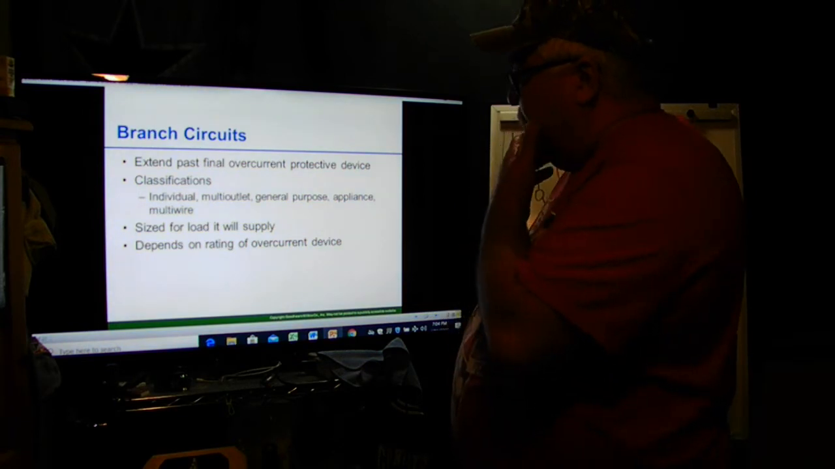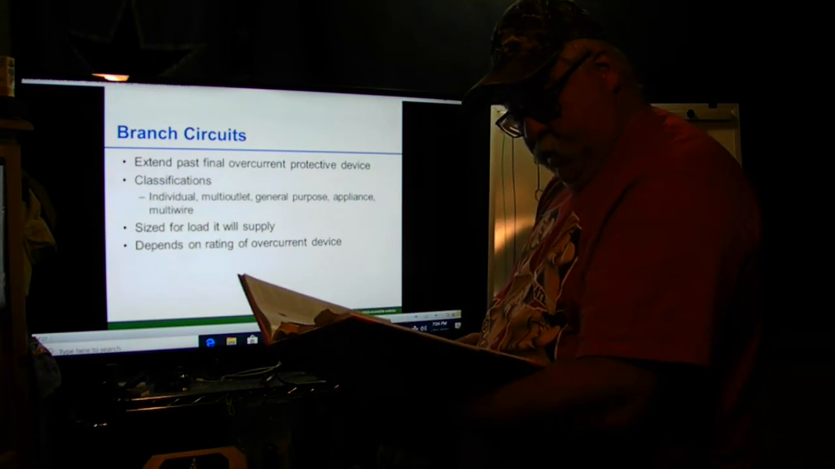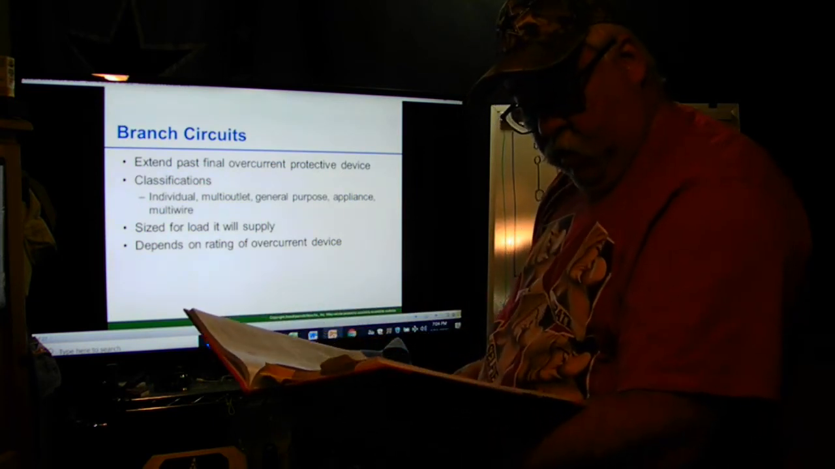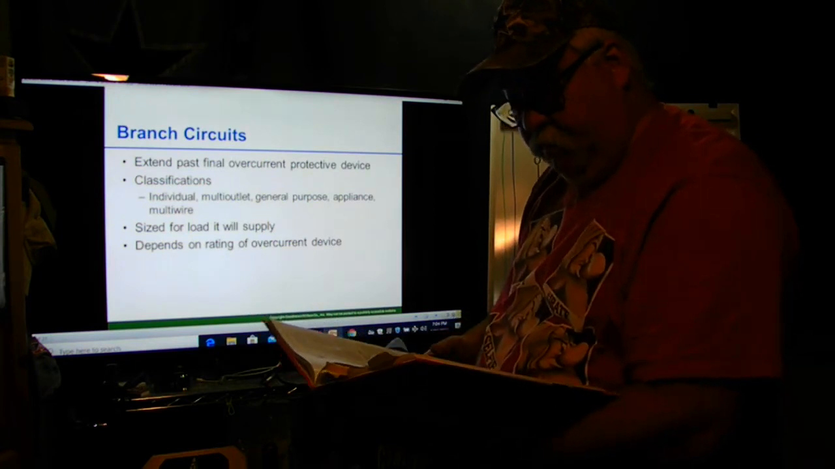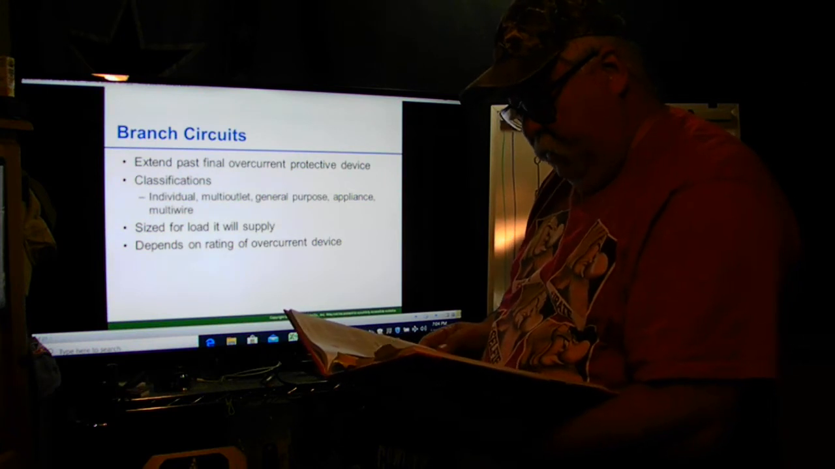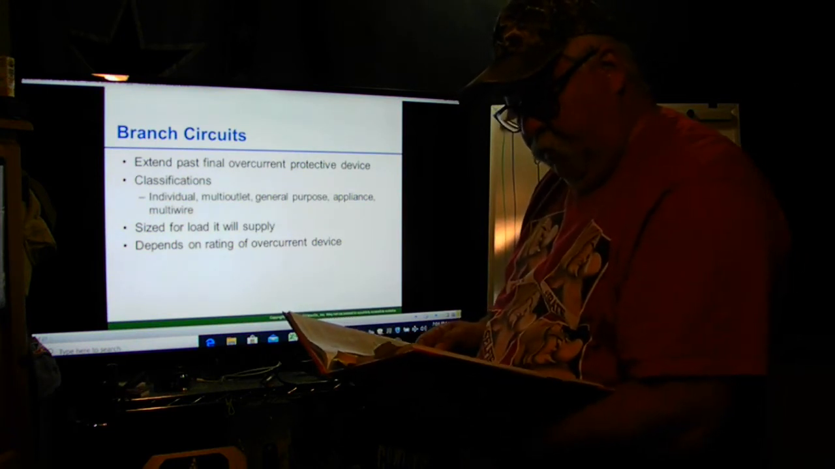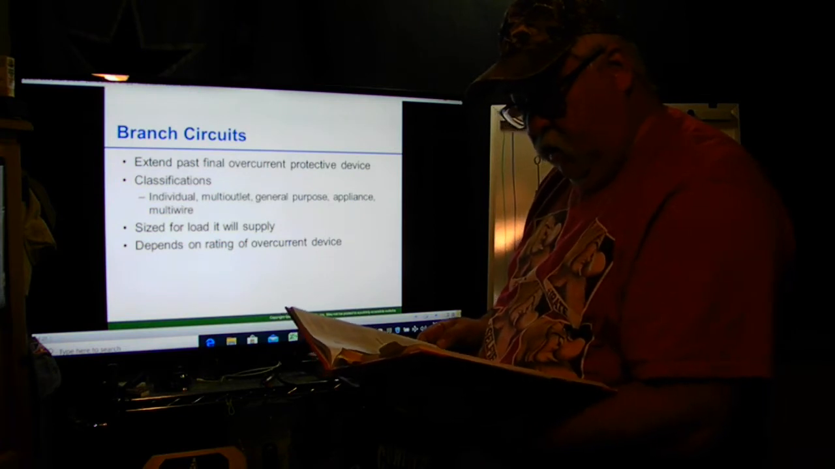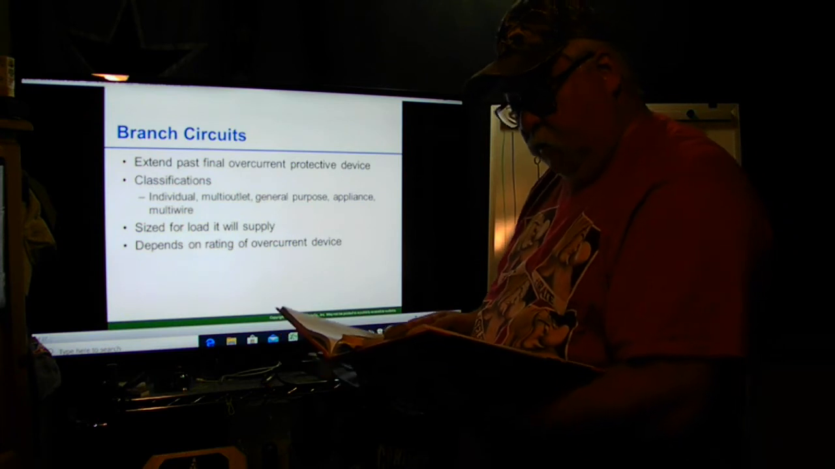Branch circuits. So it says any circuit that extends beyond the final overcurrent protection device is called a branch circuit. This includes circuits servicing single motors, individual circuits serving many lights, receptacles, multi. Branch circuits are usually low current, 30 amps or less, but also can supply higher currents.